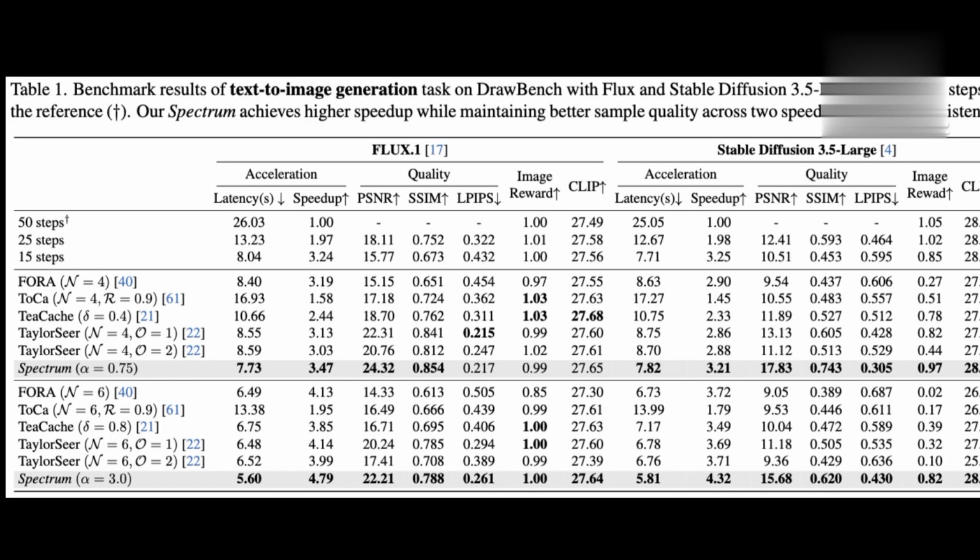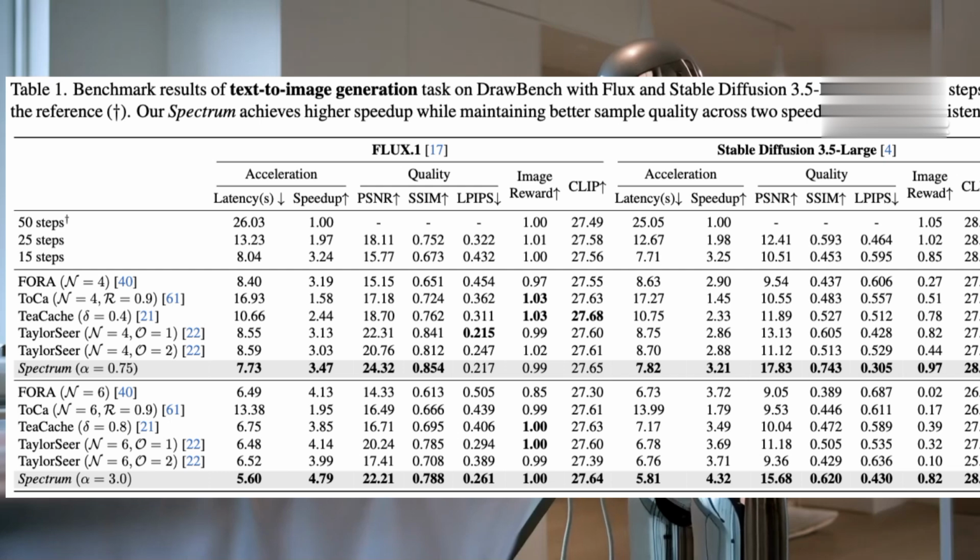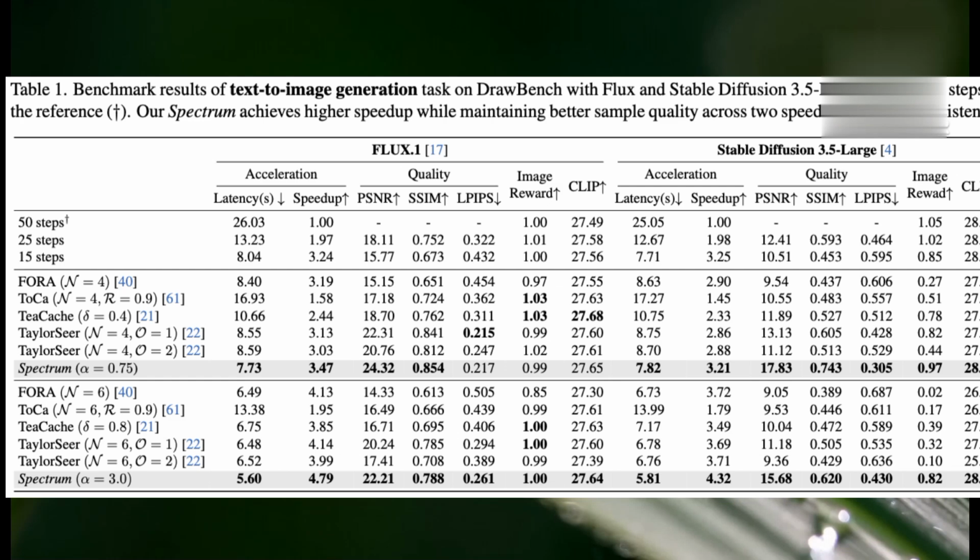If we talk about the benchmark, on your screen here you can see the benchmark. If we compare with Stable Diffusion 3.5 Large as well as this Flux model, here you can see Fora, Toka, T-Catch, Taylor. Here Spectrum is achieving accuracy 7.73 and 3.47 as well as PSNR 24.32. It is outperforming other existing models.